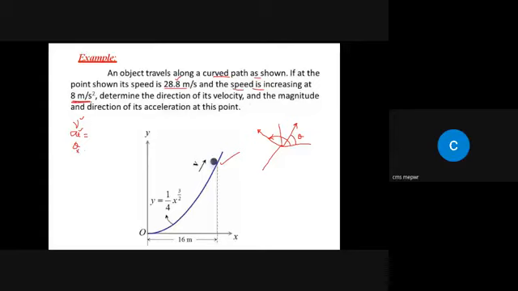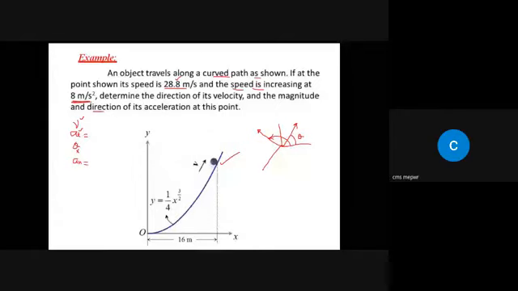What else are they asking? Determine the magnitude and direction of acceleration. For the magnitude, we already have AT, right? If we can get AN, we take the square of both, add them, and take the square root, so we get the magnitude of total acceleration. What about the direction of acceleration? Again, the angle which acceleration makes with the positive x-axis, let it be phi. So this one needs to be found and this one needs to be found. Is it clear?